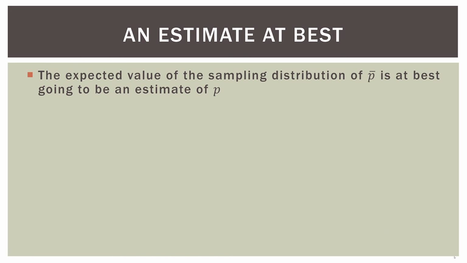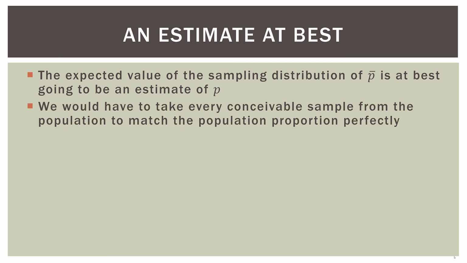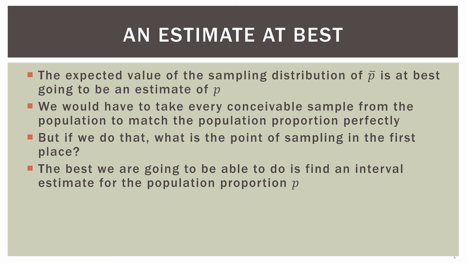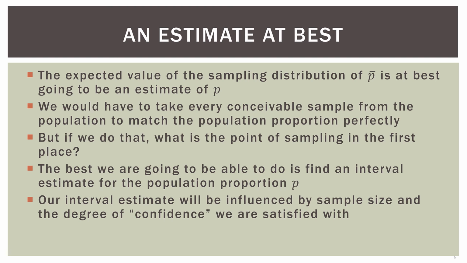So the expected value of the sampling distribution is at best going to be an estimate of P, which is the population proportion. We would have to take every conceivable sample from the population to match the population proportion perfectly. But if we do that, what is the point of sampling in the first place? The whole idea of statistics, or one of the main ideas, is that we make this a whole lot simpler by making inferences from samples we can collect easily. So the best we're going to be able to do is find an interval estimate for that population proportion. Our interval estimate will be influenced by sample size and the degree of confidence we are satisfied with.